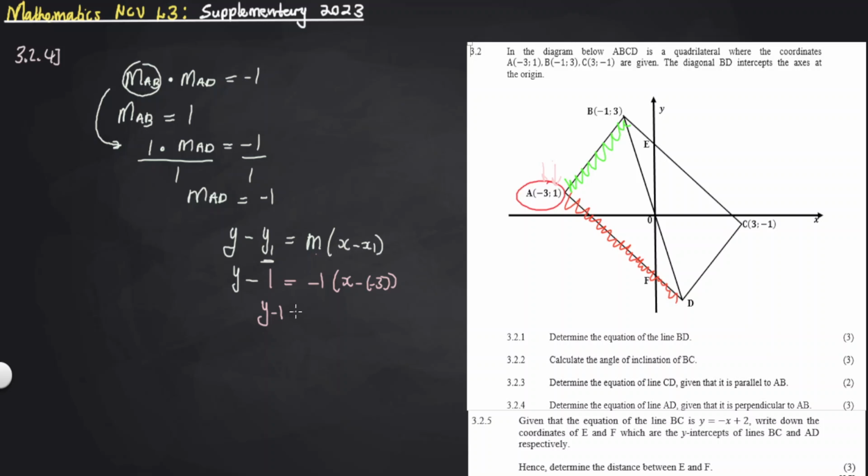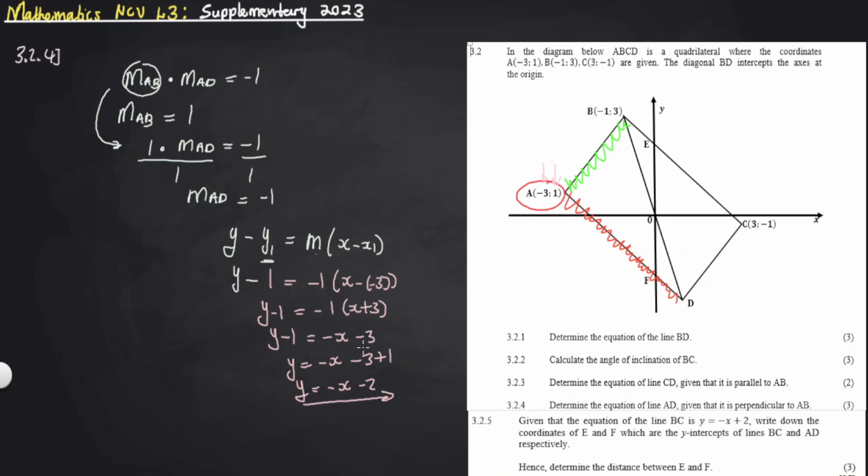So we get y minus 1 equals minus 1 times x plus 3. Multiplying by the negative 1 inside the bracket, it's minus x minus 3. Transposing the minus 1, we get minus x minus 3 plus 1. So y is equal to minus x minus 2. Now this is our equation for the line AD.